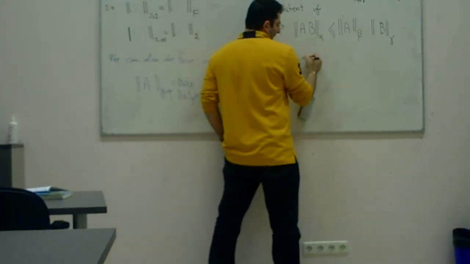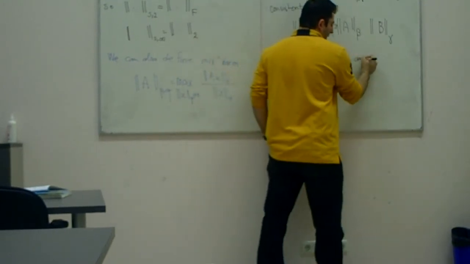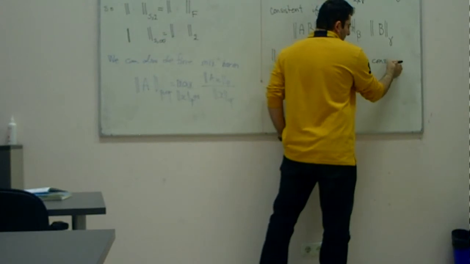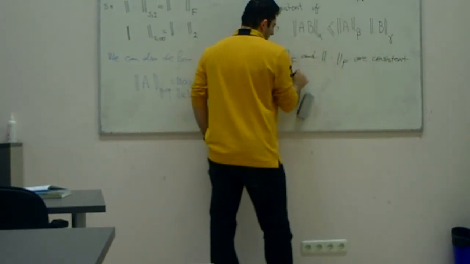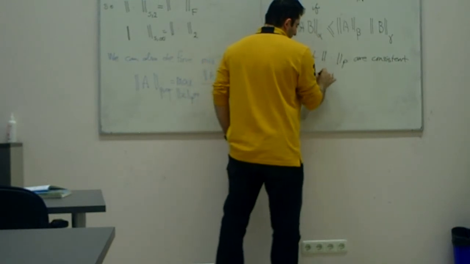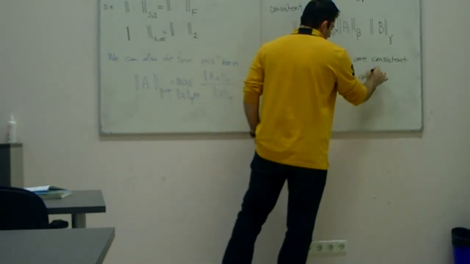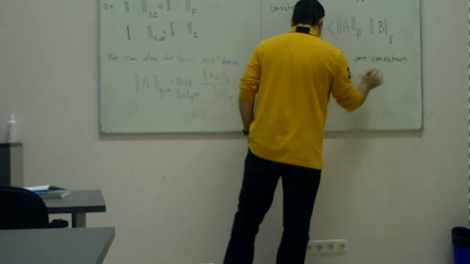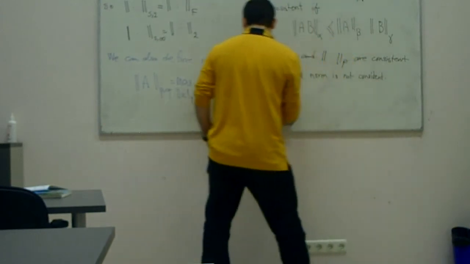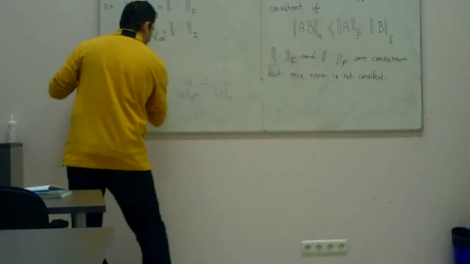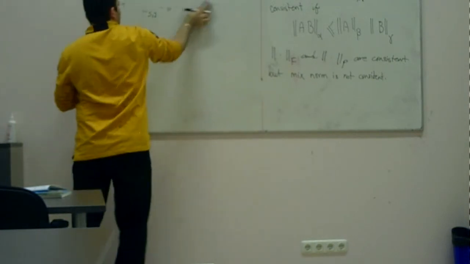The Frobenius norm and P norm are consistent, but the mixed norm is not consistent. Now we can show you in a numerical example.